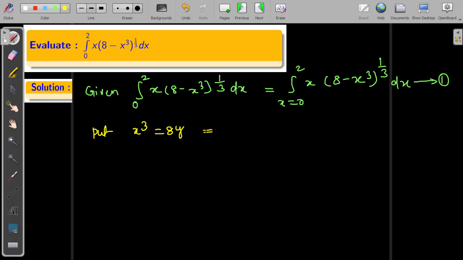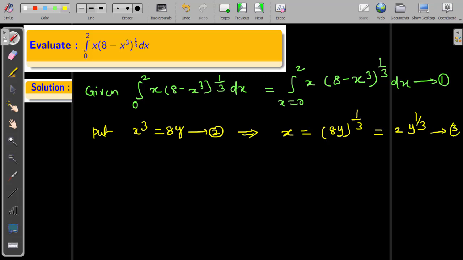Let this be equation number 2. From this, x equals (8y) to the power 1/3, or else we can say 2 cube, the 3s cancel out, so x equals 2 times y to the power 1/3. This is my x value. Let us mark it equation number 3.